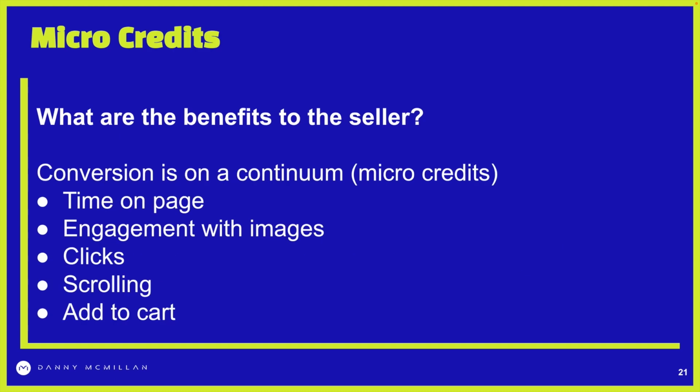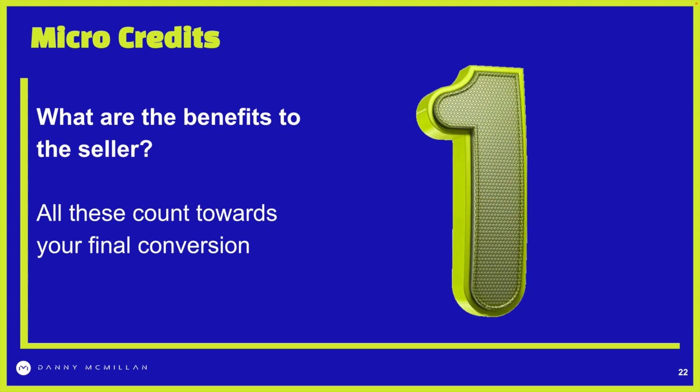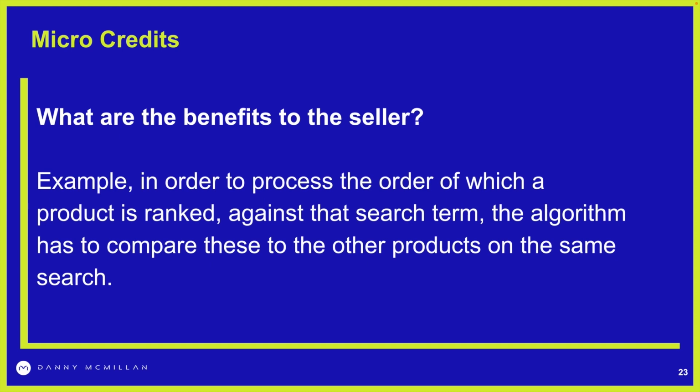So what are the benefits to the seller here? Conversion is on a continuum, which we call microcredits. Time on page, engagement with images, clicks, scrolling, and add to cart are just some of the examples here. So what you're effectively doing is, all of these count towards your final conversion. For example, in order to process the order in which a product is ranked against that search term, the algorithm has to compare these to all the other products on that same search.